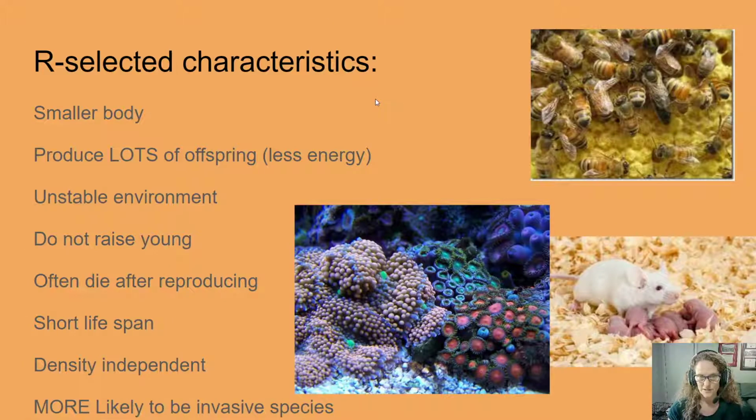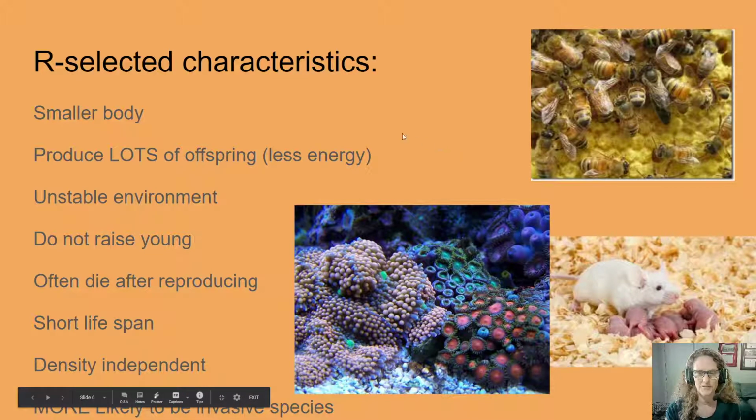R selected strategists have smaller bodies. They produce a lot of offspring and don't use as much energy to do so because they don't raise their young. A lot of times they'll die after laying their eggs or reproducing. They usually exist in a fairly unstable environment. They have a very short lifespan. They don't live long. And they are density independent. Make sure you know what that means. And they are more likely to be an invasive species. I want you to think why that would be true. Given all these facts, why would they be more likely to be an invasive species?